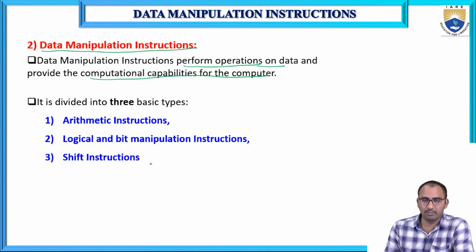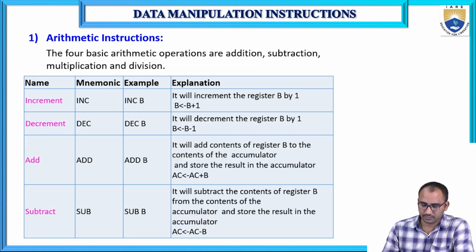These data manipulation instructions are mainly classified into three types. The first one is arithmetic instructions, the second one is logical and bit manipulation instructions, and the third one is shift instructions. First is arithmetic. Here the four basic arithmetic operations are addition, subtraction, multiplication, and division.